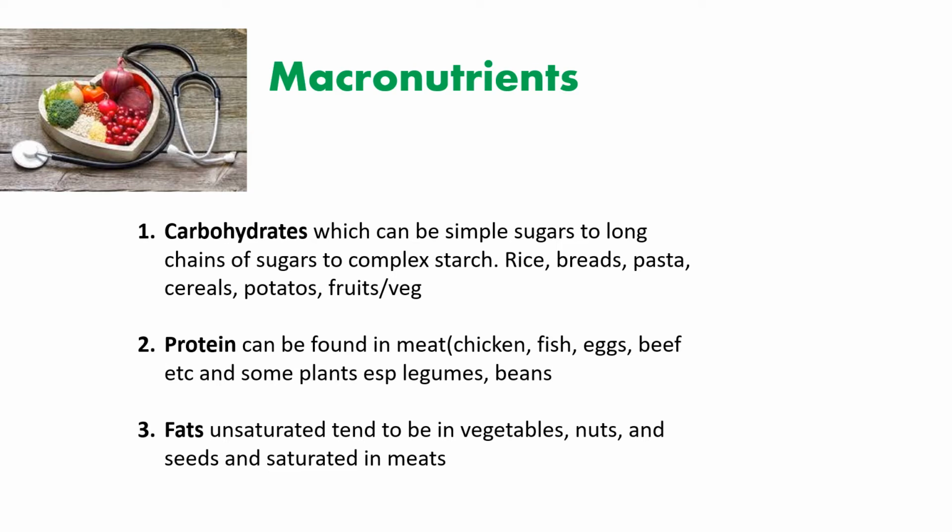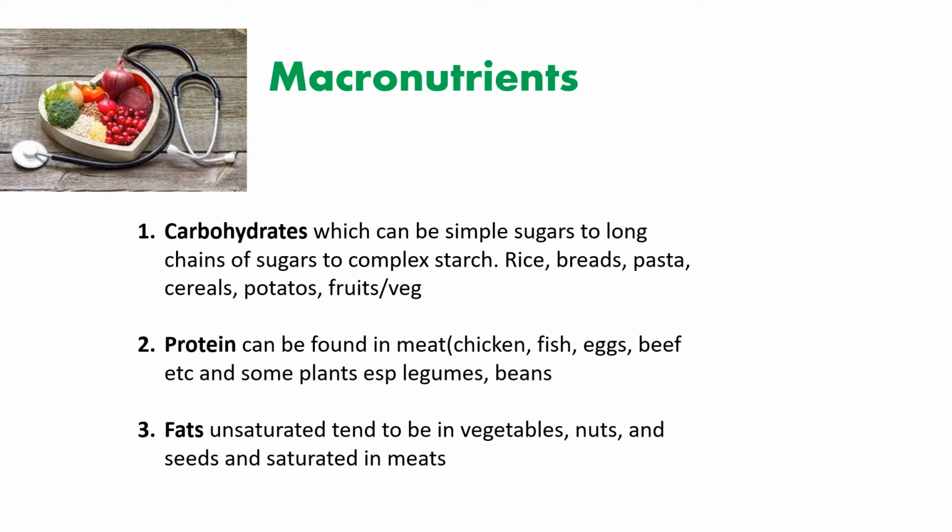But things like potatoes have a lot of starch. So even though they don't taste sweet, once the body starts breaking down the potato in digestion, it'll release this into simple sugars. So you do end up with a pretty good carbohydrate load. The next is protein, which is found in meats, chicken, fish, eggs, beef, etc. And some plants also have a pretty good amount of protein, such as legumes and beans.